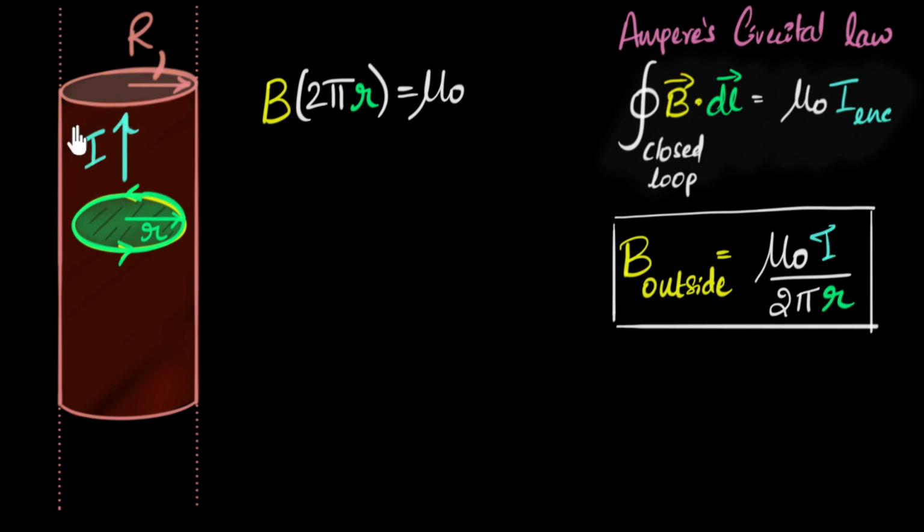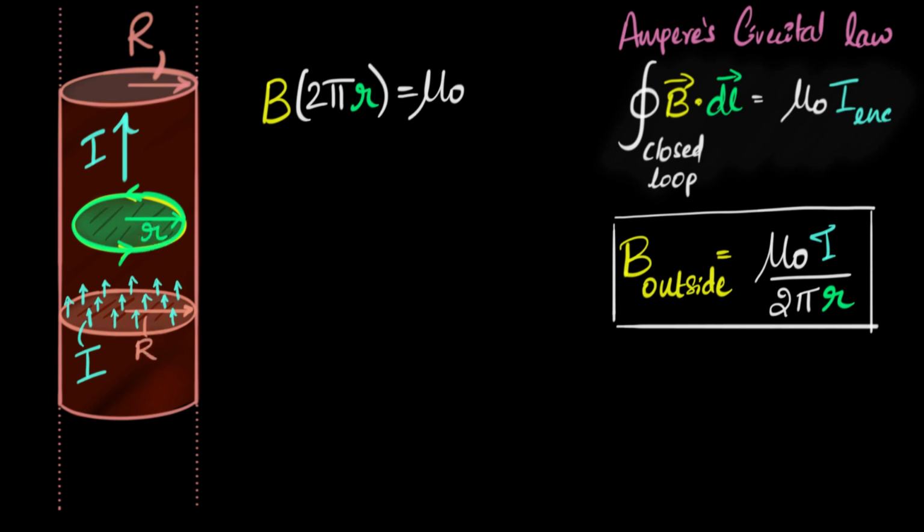Current I is the total current passing through this entire area. Let me show you what I mean. If I consider this entire area of radius r, then the total current that is passing through that entire area, that is I. But our area is less than that, right? Small r is less than that.